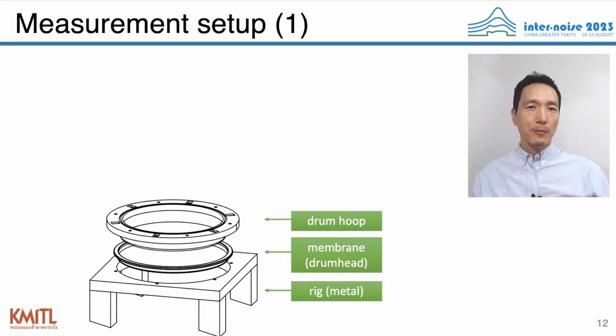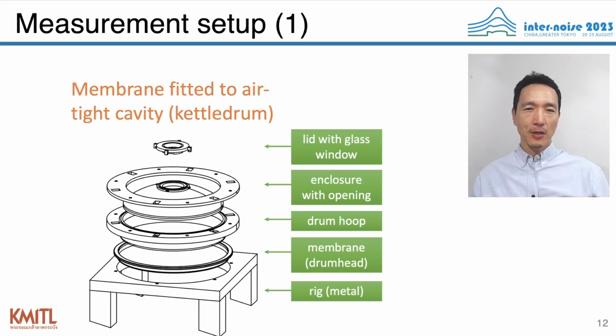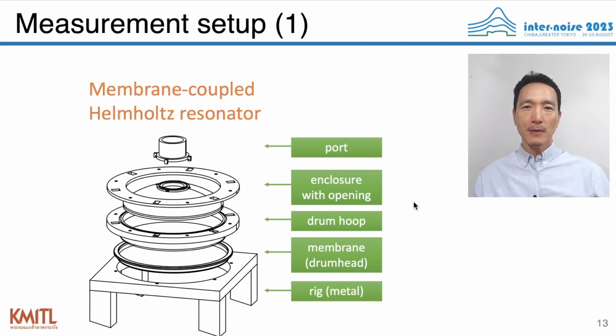On top of the membrane-only setup, we mount an enclosure with an opening of 4 cm diameter and completely seal the opening with a lid. Then this will be the setup for the kettle drum, which is basically a circular membrane fitted to an airtight cavity. If we now replace the lid by a short pipe, then we have a setup for the membrane-coupled Helmholtz resonator with a port length of 4 cm.